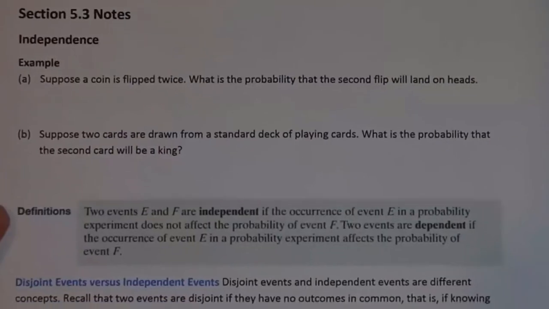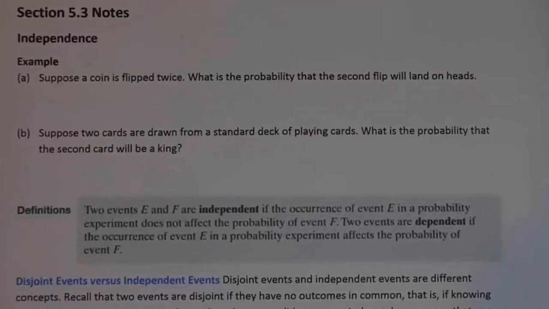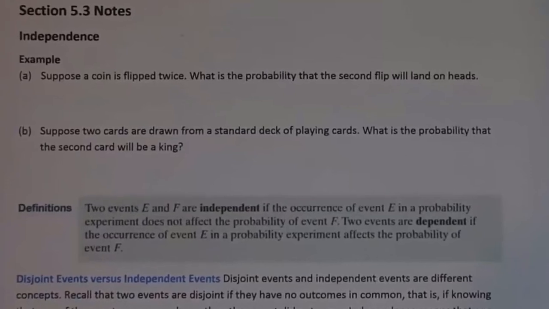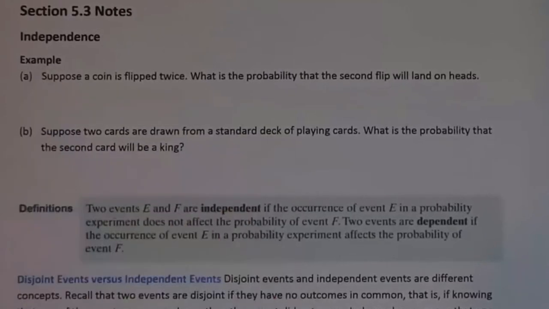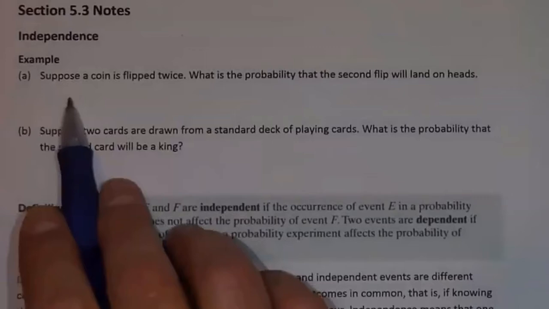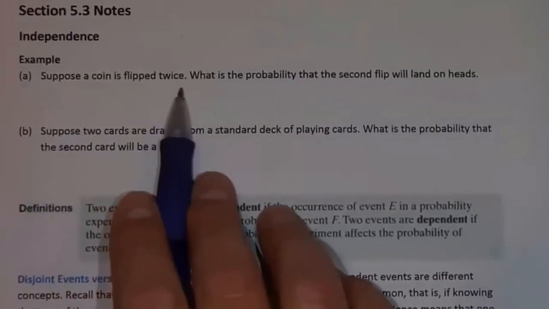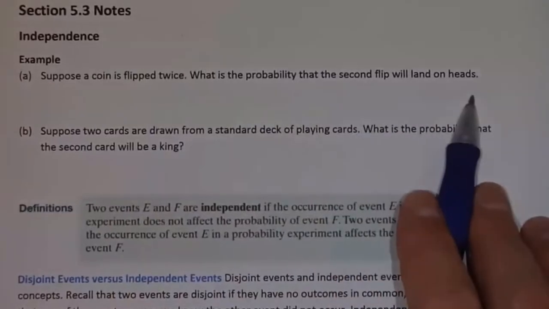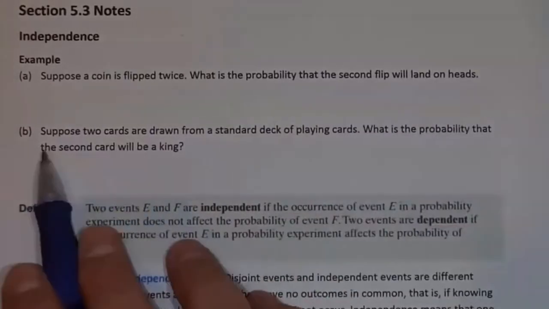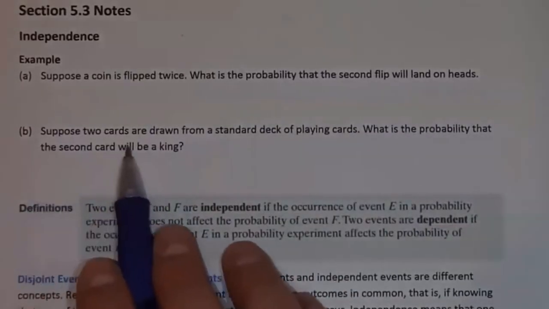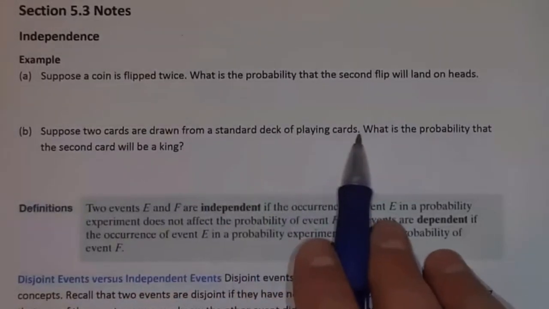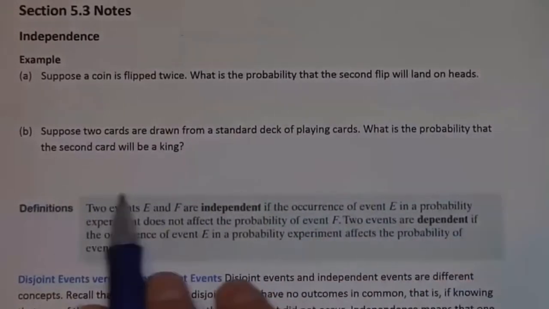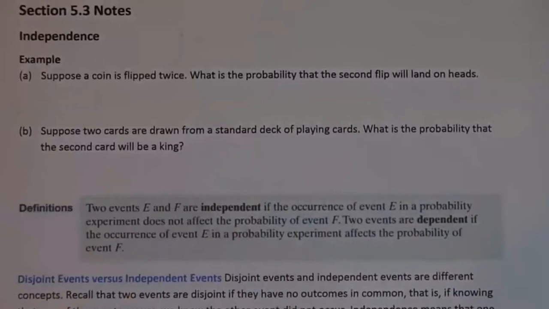So I'm going to start that with an example that kind of illustrates independence, okay? So take a look at this first example. Suppose a coin is flipped twice. What is the probability that the second flip will land on heads? B, suppose two cards are drawn from a standard deck of playing cards. What is the probability that the second card will be a king?